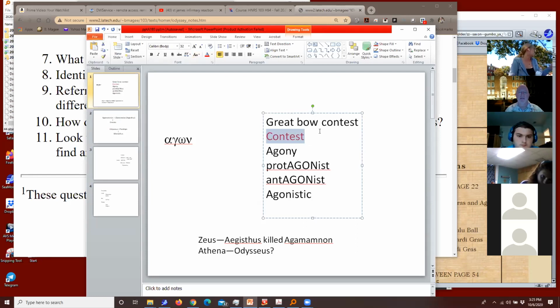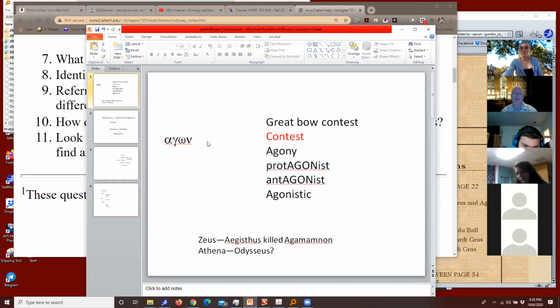So agon is the Greek word for contest, and a contest can make you have agony. Agonistic is something that likes to fight, right? A protagonist and an antagonist are in a fight against each other. So the Greek culture loves the contest. We're going to get back to it later when we get to democracy.